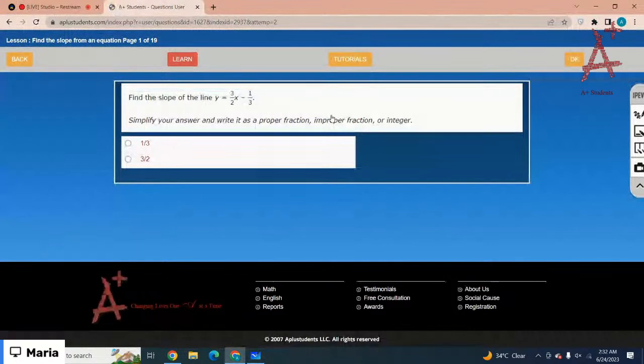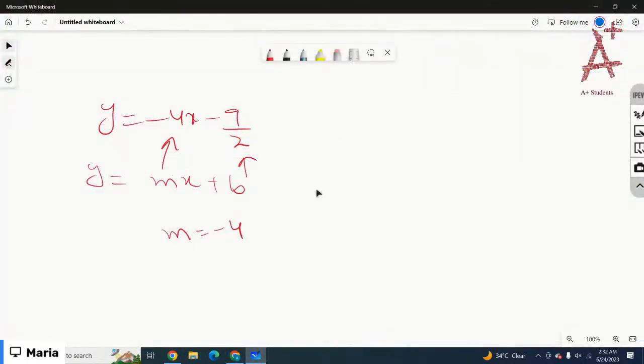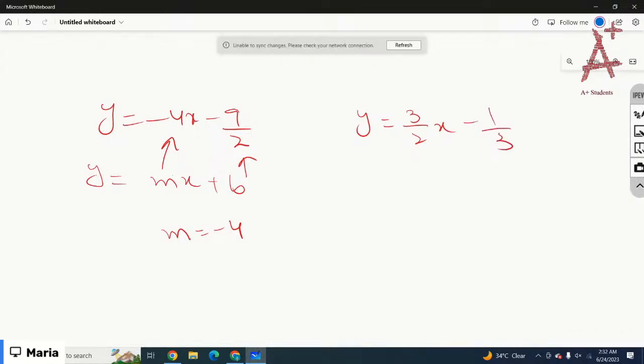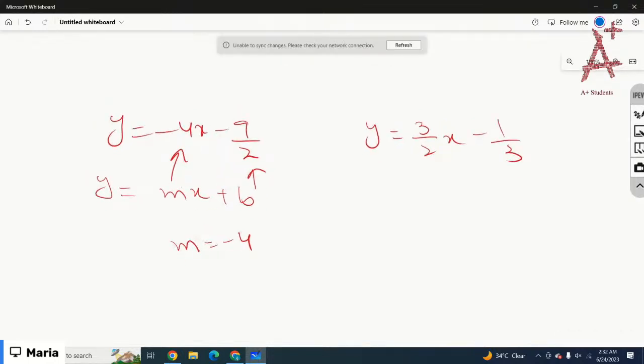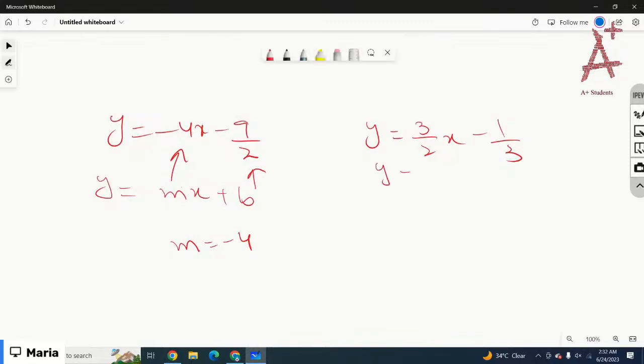Okay, the next one is find the slope: y equals 3 over 2x minus 1 over 3. So just compare this equation with y equals mx plus b. When you compare, you can see m equals 3 over 2. That would be the slope. So the correct option is 3 over 2.